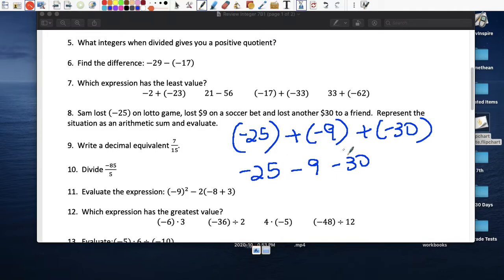Okay, and again, if you think about it, if you change the subtraction to addition, this becomes plus, and the 9 becomes negative 9. The subtraction becomes plus, and the 30 becomes negative 30. So if you wrote it this way or this way, that's fine with me. And then you have to evaluate. So we're adding 3 negative numbers. So we're going to get a number that's further away to the left. So 64 looks like the final answer. Okay, negative 64.